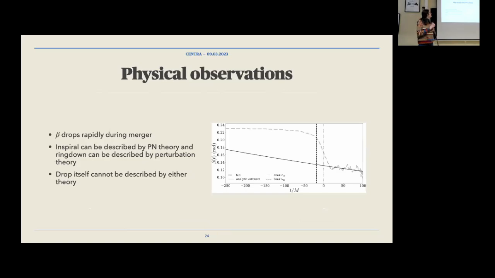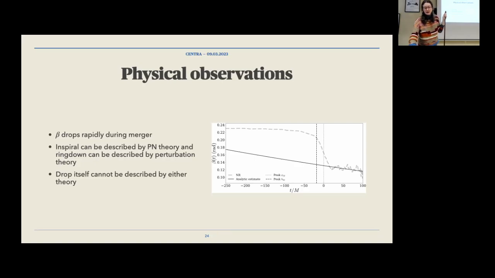And then finally, the physical observations that we introduced. As I said, the beta drops rapidly during merger. And this rapid drop is not described through either post-Newtonian theory or from perturbation theory. It's purely a merger effect. And so this is something that we were unaware of before we performed this study.